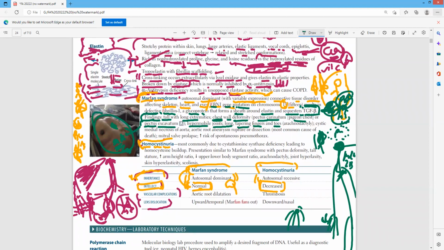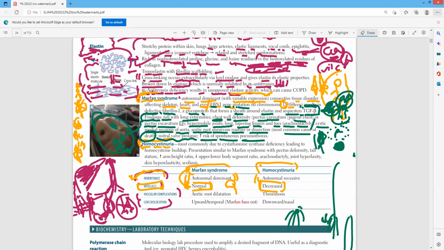so long fingers and toes means arachnodactyly. They will have what's called cystic medial necrosis of the aorta, and you will have aortic root aneurysm, rupture or dissection, and this is the most common cause of death. I will show you that in just a moment. I will also show mitral valve prolapse, and increased risk of spontaneous pneumothorax.